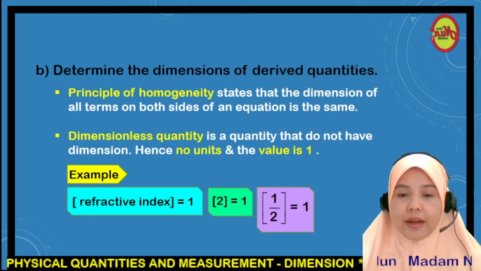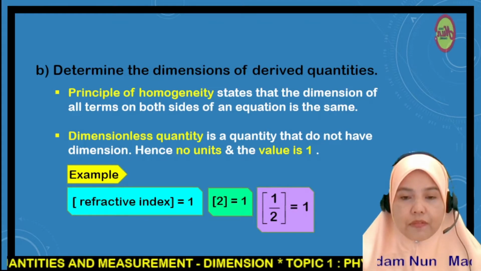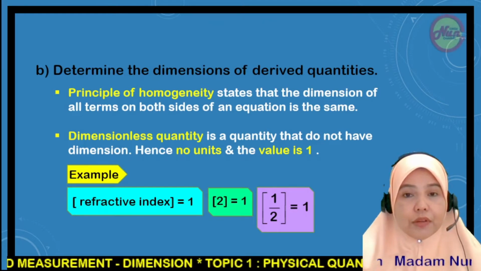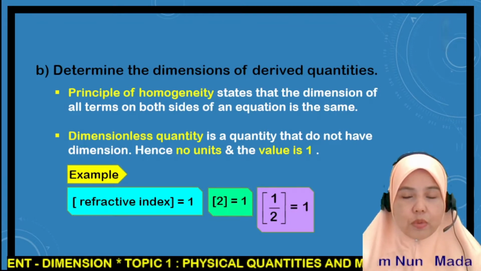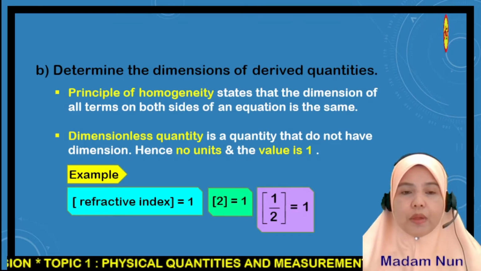Same thing with the half. The value for the dimension of half is equal to 1. You can refer to the equation of kinetic energy, which is equal to half mv squared. So for the number half, the dimension is equal to 1.